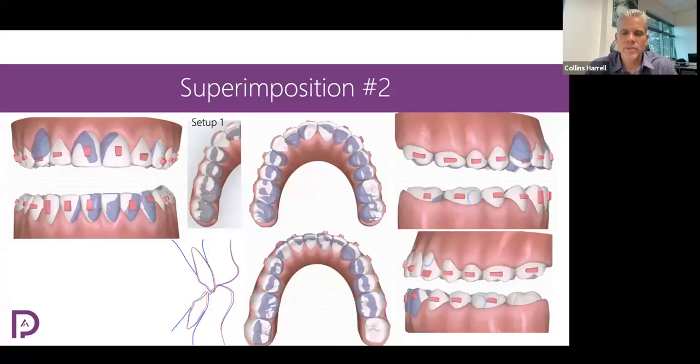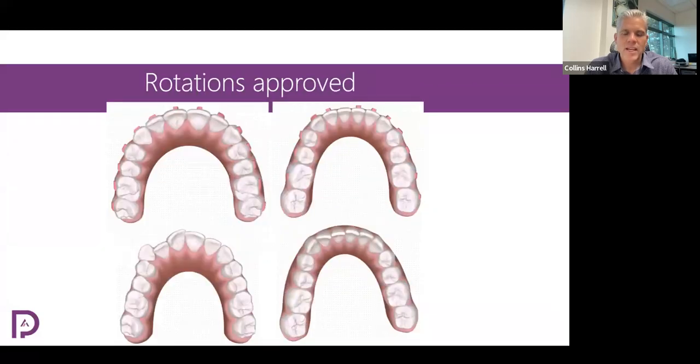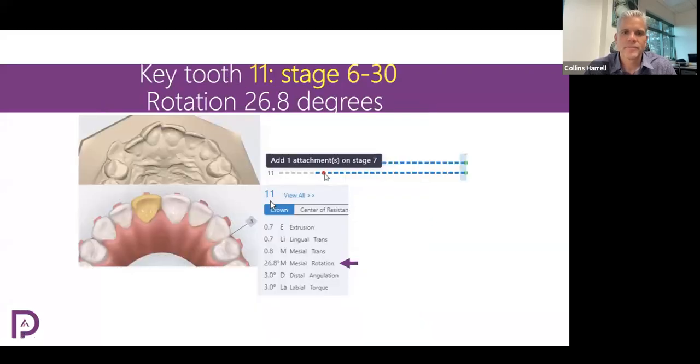So here's the superimposition of the second setup that was approved. The rotations are approved. Okay, so here's the starting positions, and Don went through and evaluated the rotations and made sure that he liked all the rotation corrections and that he got the overcorrections that he asked for in the setup. Okay, I already pointed out to you the tooth movement chart showing how much rotation was added to each one of these teeth.